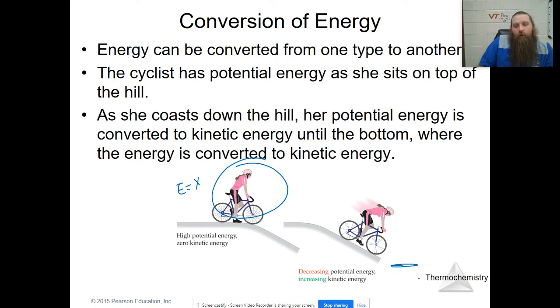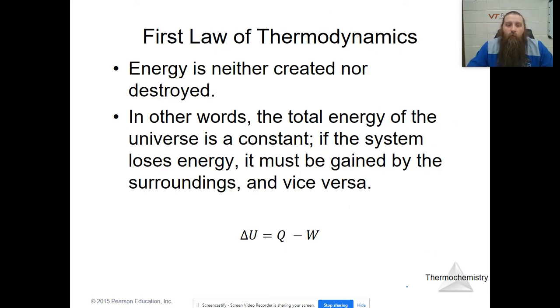When she gets to the bottom of that hill, E still equals X, right? It can't change. So the universe as a whole, the total energy confined to our universe, is constant. If a system loses energy, the surroundings must gain it. If the surroundings lose energy, it must be going into the system. And so the first law of thermodynamics is usually written like this.